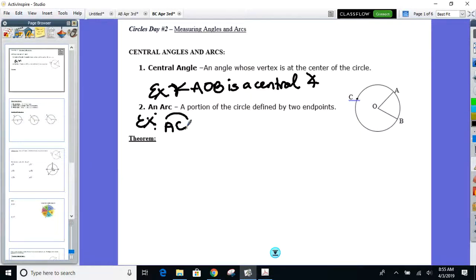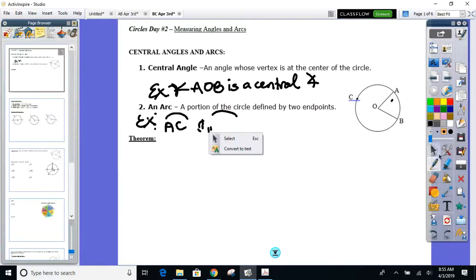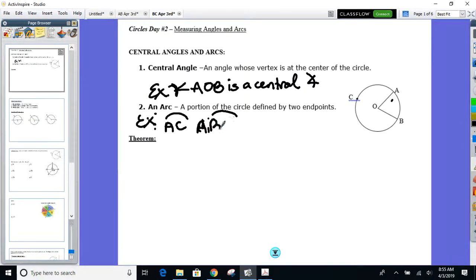Now, some of you may argue, well, how do I know you're not talking about this arc AC? Valid point. How do I know I'm not talking about that one? Well, if I wanted that one, I would name it with the letters in between as well so you knew what direction we were going in. So that would be arc ABC if I wanted that one. Are there other arcs up here? Sure, arc BC, arc AB, all right? There's a lot of other arcs here. But you follow the direction of the letters.